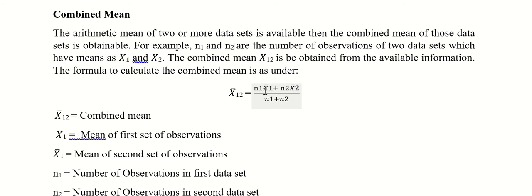So here n1 into x bar 1, where n1 is the number of observations in data set 1 and x bar 1 is the mean of data set 1. n2 is the number of observations in data set 2 and x bar 2 is the mean of data set 2, divided by n1 plus n2, the number of observations in data set 1 plus the number of observations in data set 2. If we have 3 data sets, we will just increase it. We will write plus n3 and x bar 3.